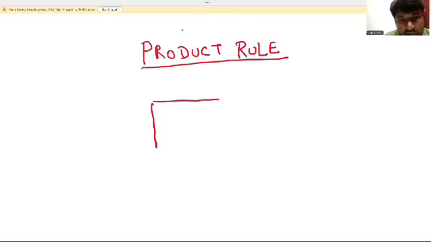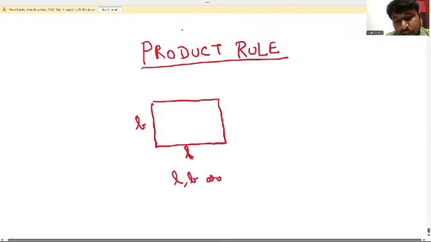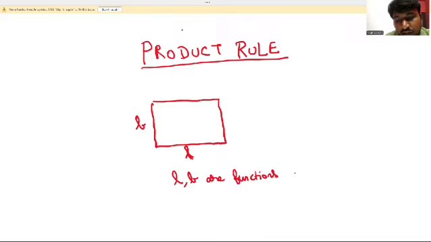Consider you have a rectangle of a certain length and a certain breadth, but not a fixed one. So both L and B are functions in X. Let's say they are both functions in X, meaning, for example, I'll keep the length of the rectangle as X square plus 2X, and the breadth of the rectangle as 2X, like that.